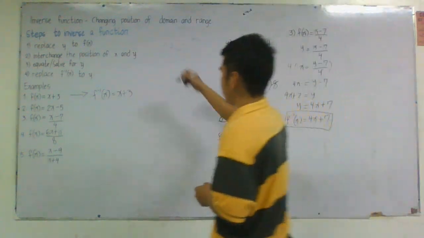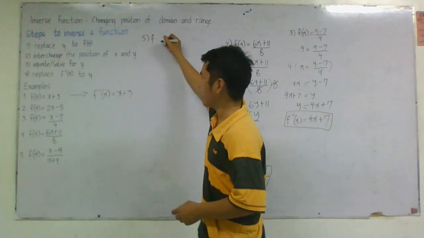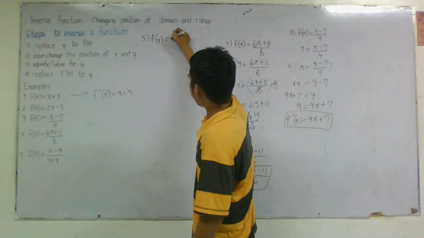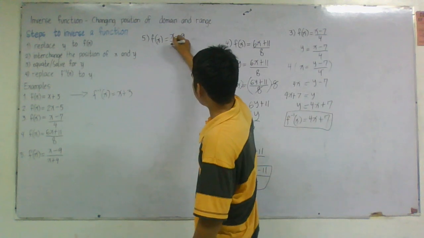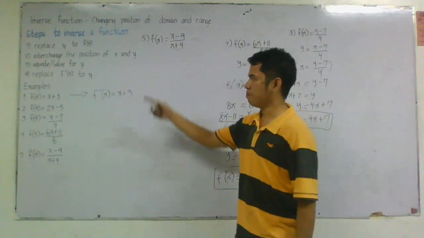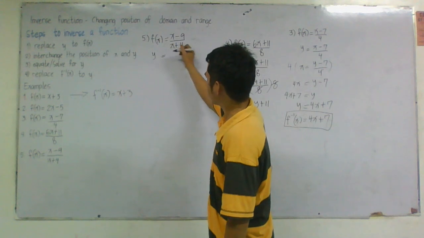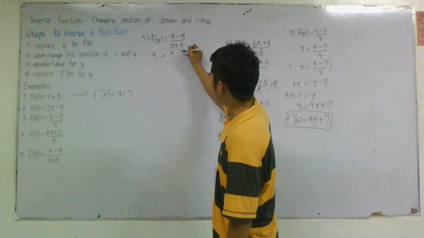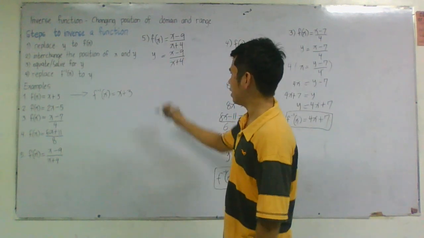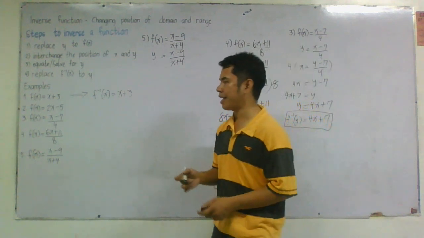Okay, so example number 5. We have f of x is equal to x minus 9 over x plus 4. Okay, so first step, we have to replace f of x with y, so y is equal to x minus 9 over x plus 4. Then we have to change the position, or interchange the position, of x and y.